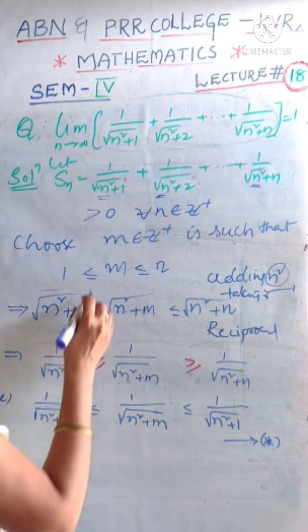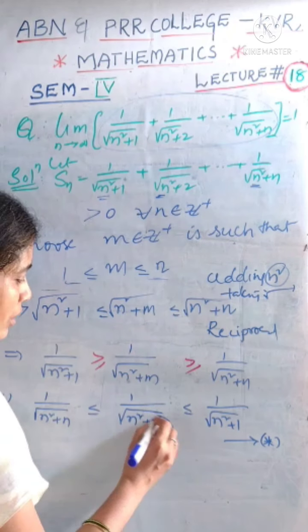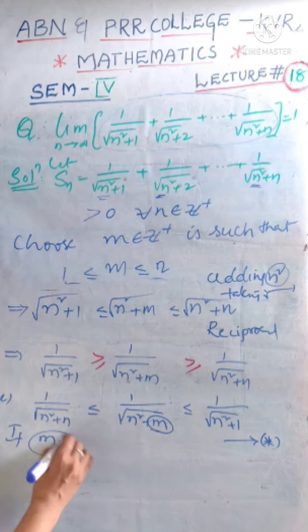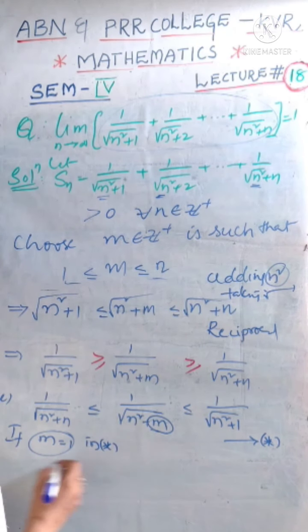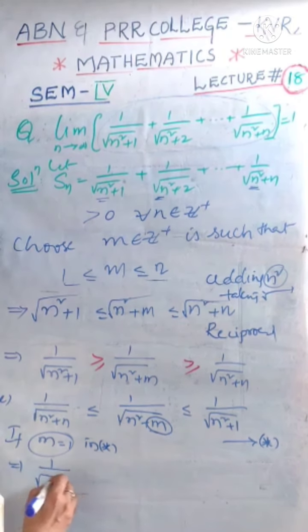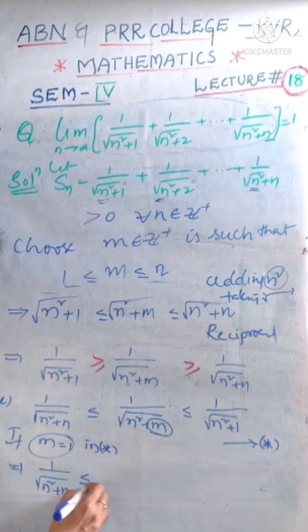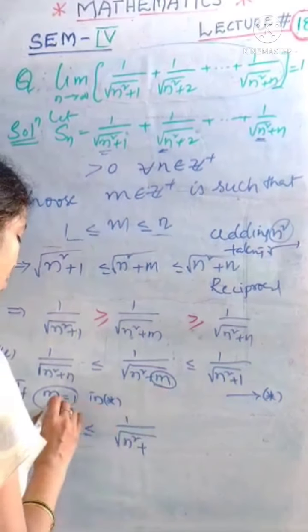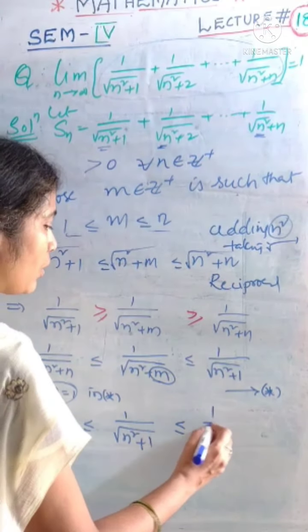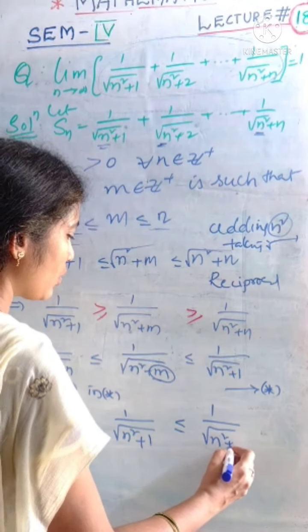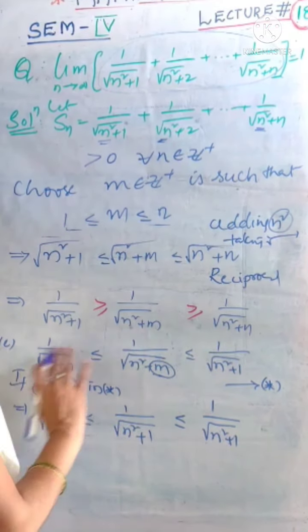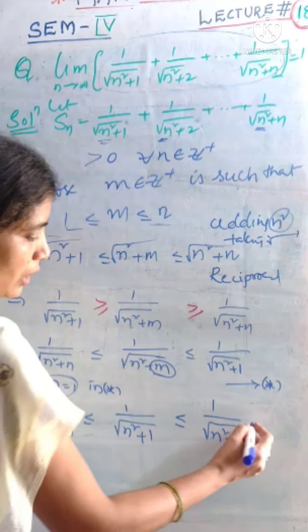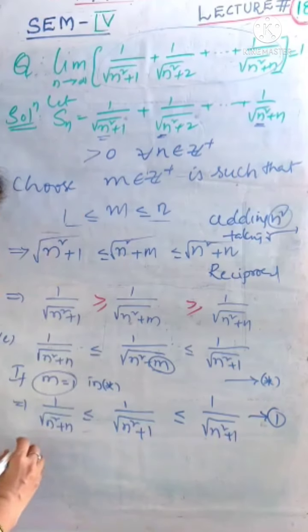What are the values of m? It is in between 1 and n. Let us replace those values in star. If m is equal to 1 in this equation, then what happens? 1 by square root of n square plus n is less than or equal to 1 by square root of n square plus 1, which is less than or equal to 1 by square root of n square plus 1. Because at the ends of this inequality there is no m, there is no change in those terms. Let it be equation 1.